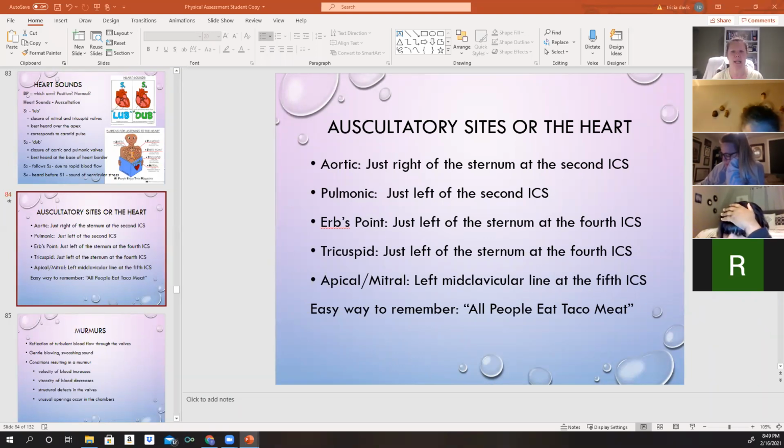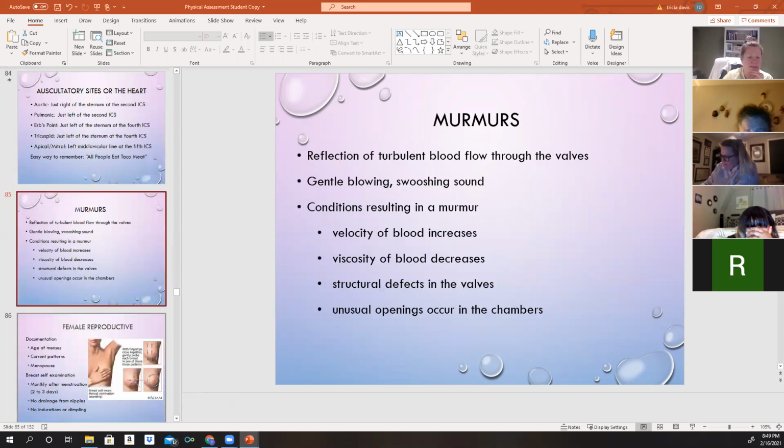Then the pulmonic is going to be just left of the sternum at the second intercostal space. You have the Erb's point, which is just left of the sternum at the fourth intercostal space. If you want to listen to the tricuspid area, you would move to the left of the sternum at the fourth intercostal space. And then you have that apical and that mitral area, left midclavicular at the fifth intercostal space. All patients take meds. That's a good one. I like that.